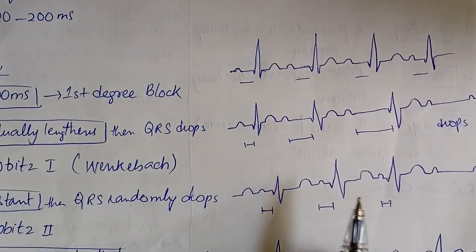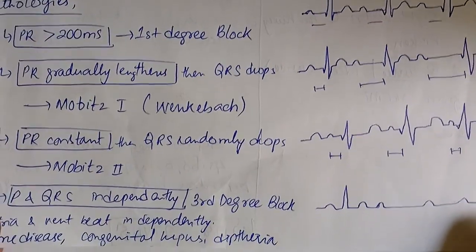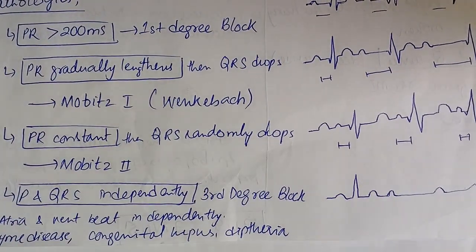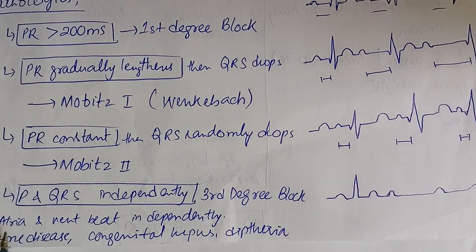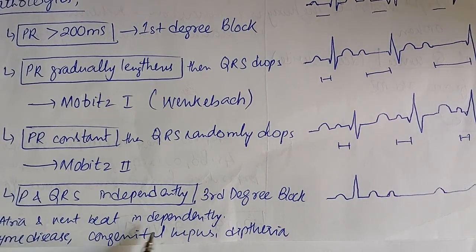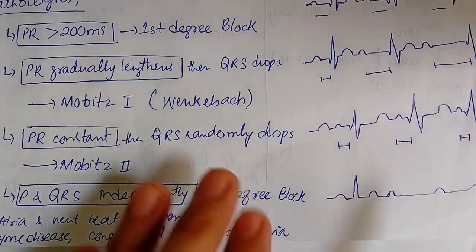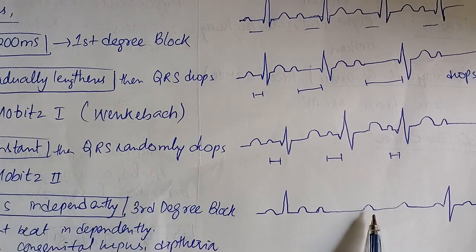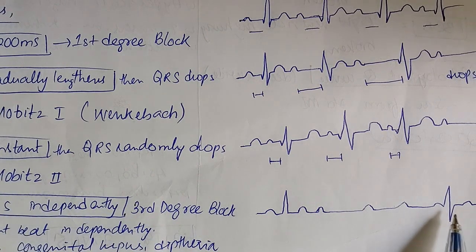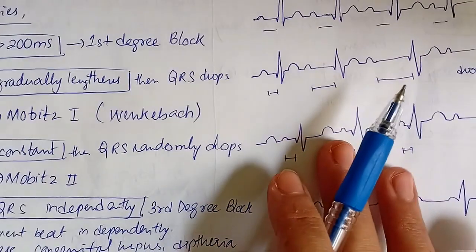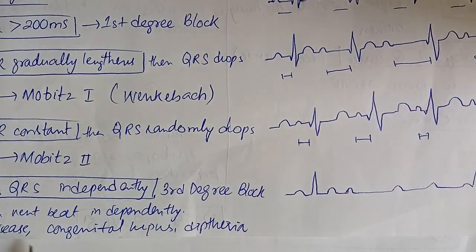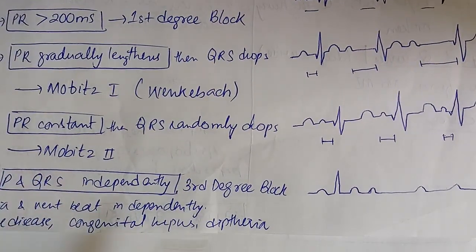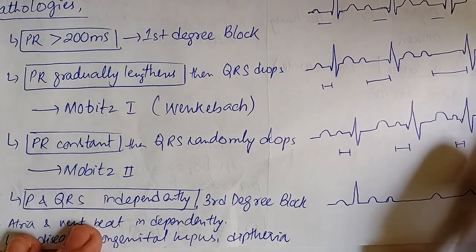Then we have third degree block. In third degree heart block, the P waves and QRS occur independently. That means the atria and ventricles are beating independently. As you can see, here is the PR interval and here is the QRS, but here is a P wave with no QRS, and then the QRS complex occurs. So they are occurring independently. Third degree heart block usually occurs in cases of Lyme disease, congenital lupus, and diphtheria.